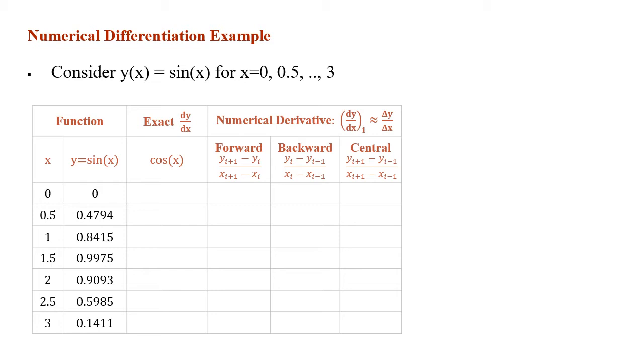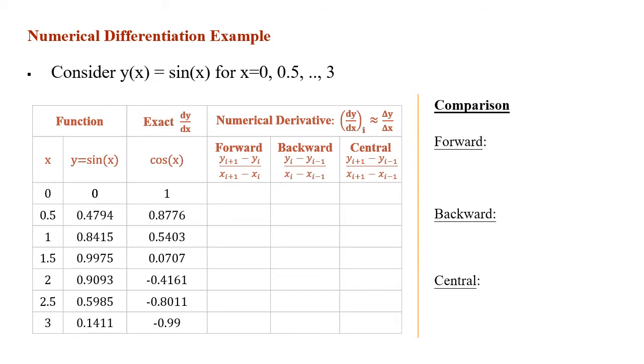So let's check the value of the exact derivative. If you just simply calculate the cosine of x, which is the derivative of the sine of x, for the given values of x, this is what you're going to obtain. Now what we're going to do is a comparison between the three different methods that we've seen in the previous slide.